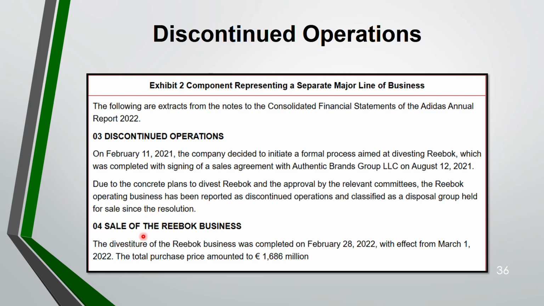Now, the sale of Reebok was completed on 28th February with effect from 1st March 2022, and the total purchase price amounts to this much. So what does this say? This says that whenever there's a discontinued operation, you have to write it as a note, and also when you are selling it. So this sale, how can you verify? By looking at the purchase price in the notes.